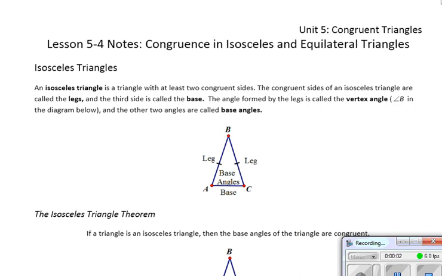Lesson 5.4 notes, proving theorems on isosceles and equilateral triangles. As a refresher, an isosceles triangle has at least two congruent sides, called legs. The non-congruent side would be called the base. The angles around the non-congruent side are your base angles, and the top angle would be our vertex angle.